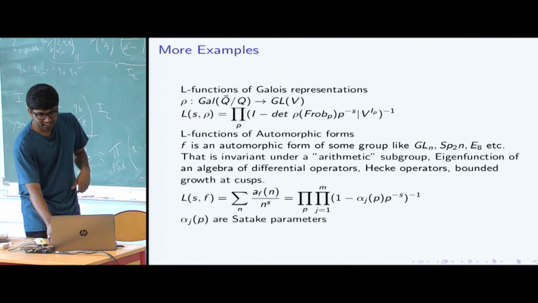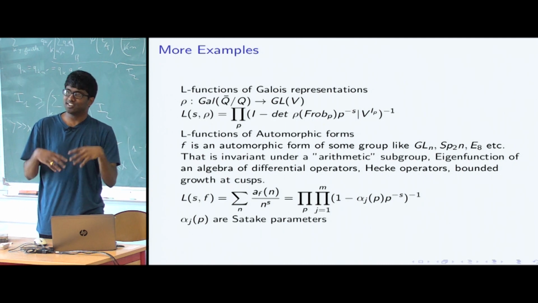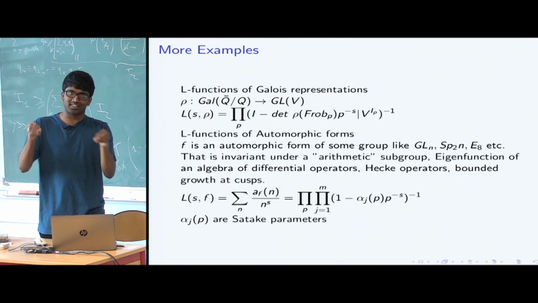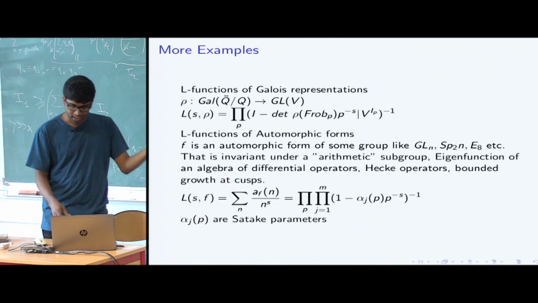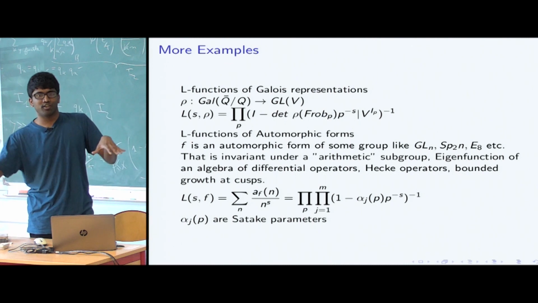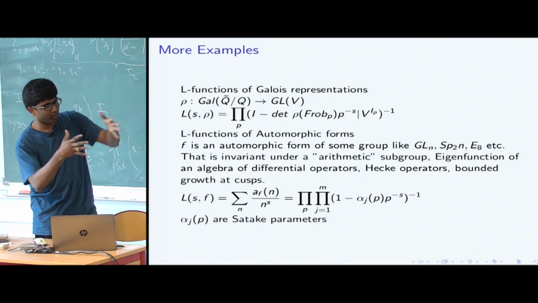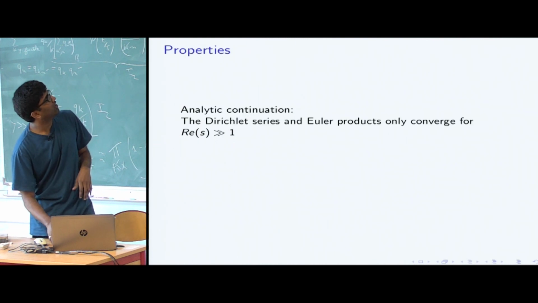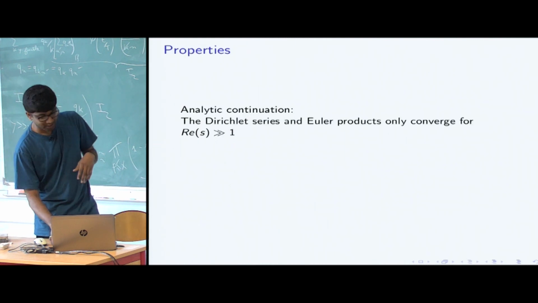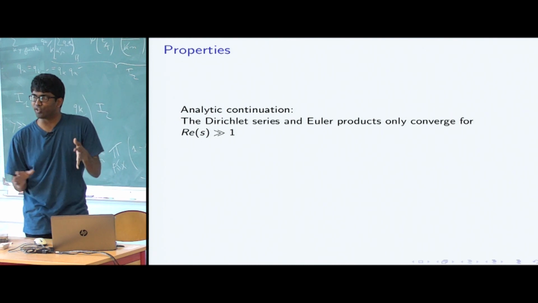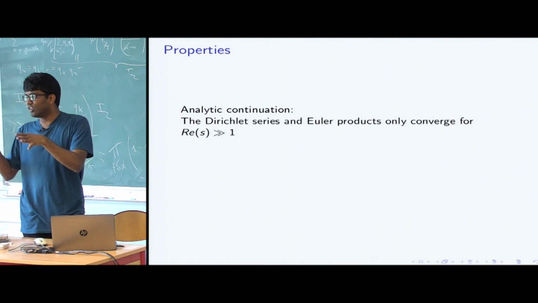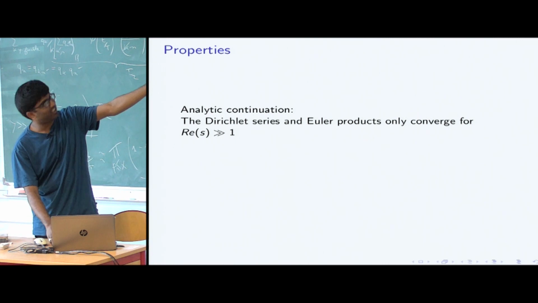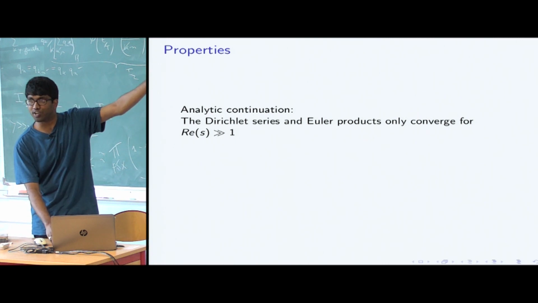So these are examples of L functions. You have local data attached at each prime, coming from either arithmetic geometry or representation theory, and you form this global object. Okay, so what are the properties of these L functions? The first property is that they have analytic continuation. The way we have written down the Euler products and Dirichlet series, they converge only for large real parts.